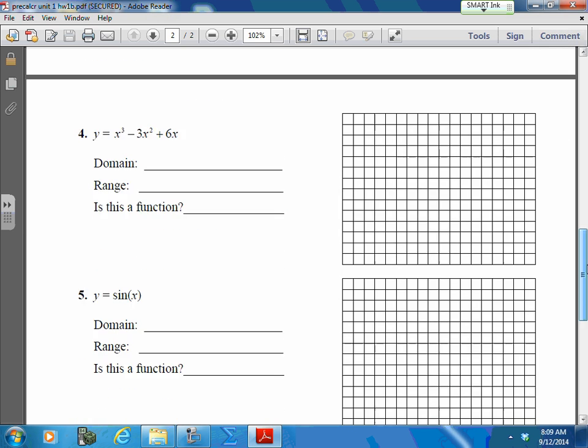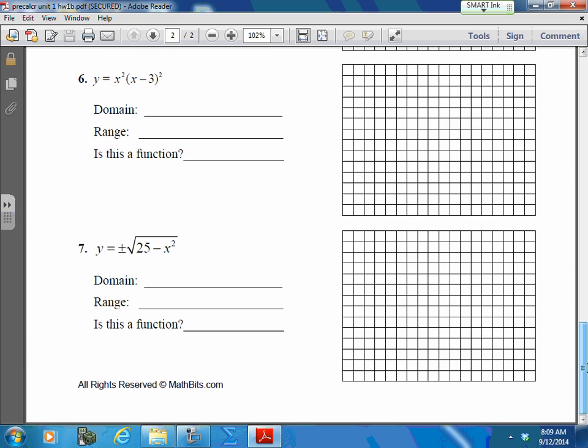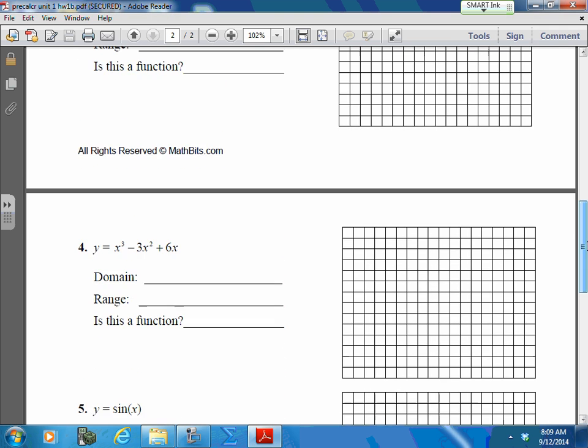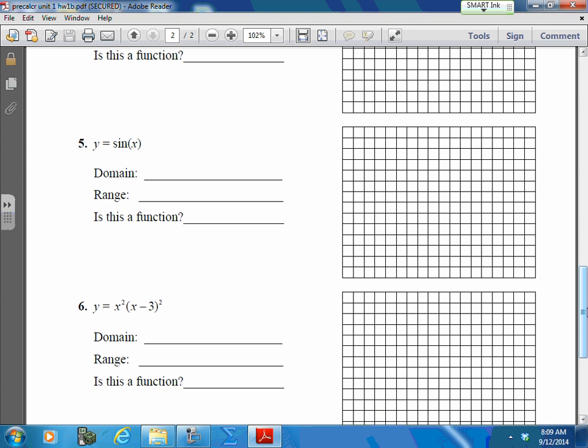Okay, let's jump down. Okay, I don't want to do that one. Do we have time to do 5? Yeah, let's do 5 together, the sine curve. Does everybody remember what the sine curve looks like? Like this. Good. Is it a function? Yes. Okay. So we have a couple of ways we can do this.